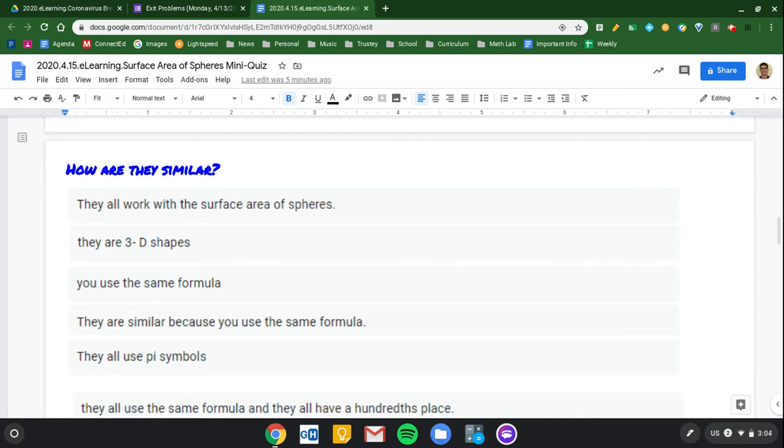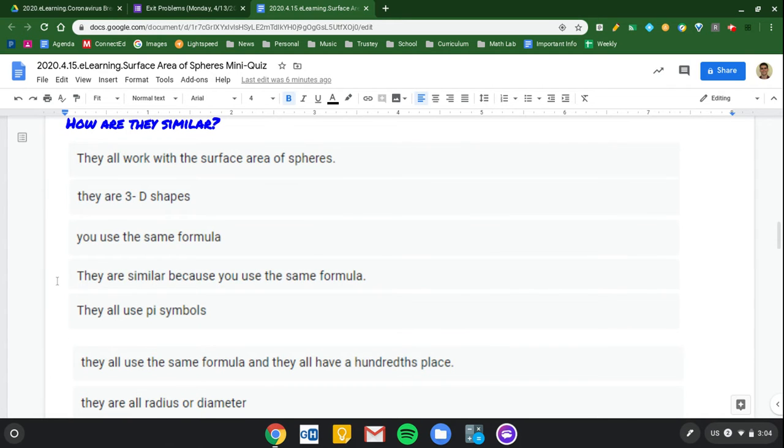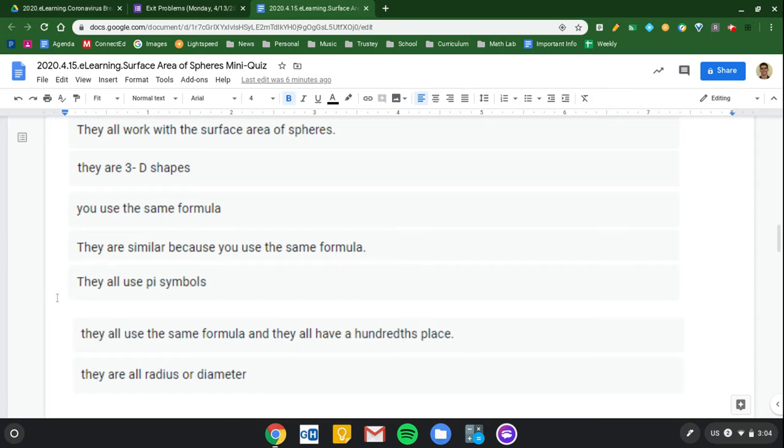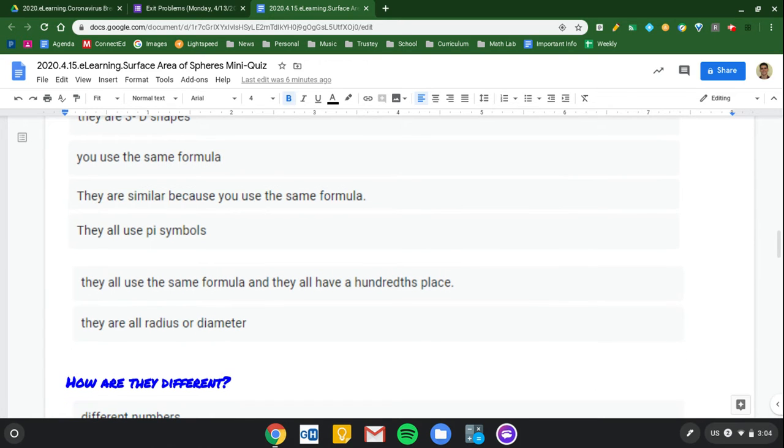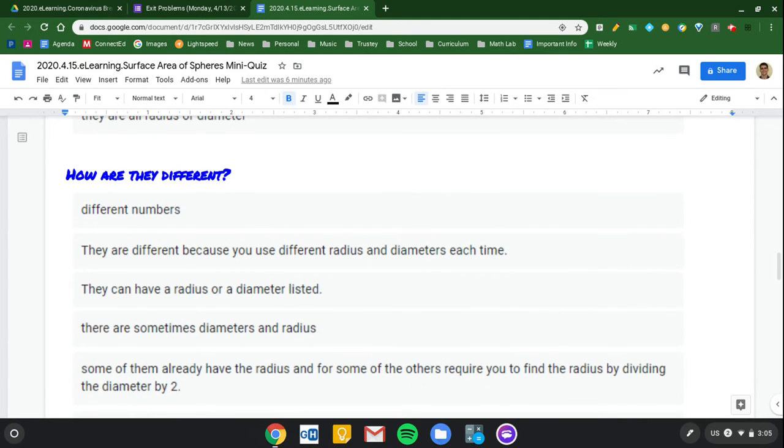Well, several people said they're all surface area of spheres, which follows up on the next person who said these are three-dimensional shapes. Several students said they all use the same formula, 4 times pi times radius squared, and you could say that down here. Many of you said they use the pi symbol. And then they all have the same formula. Some needed an answer rounded to the hundredths place. And this one leads perfectly into the next question. They all either have a radius or a diameter, but then how are they different?